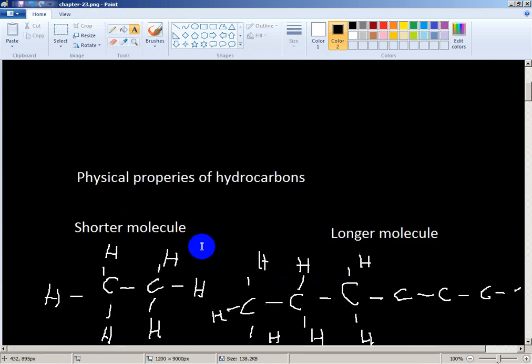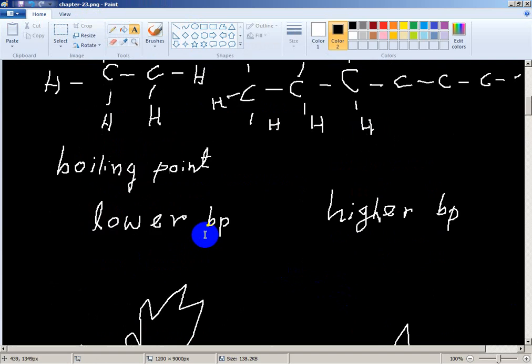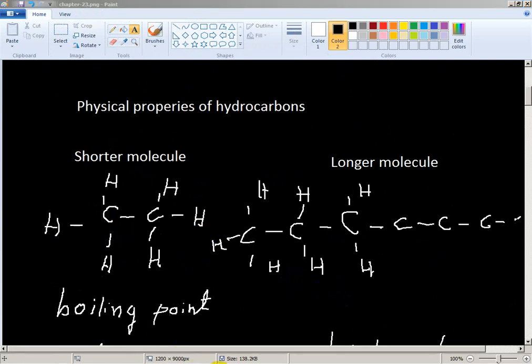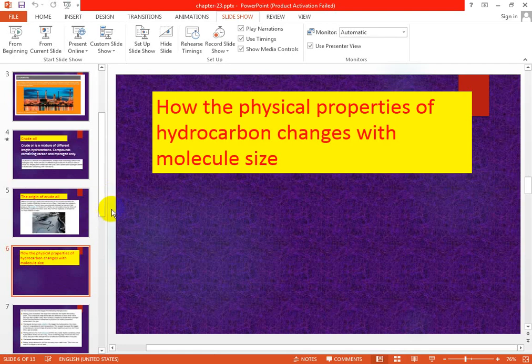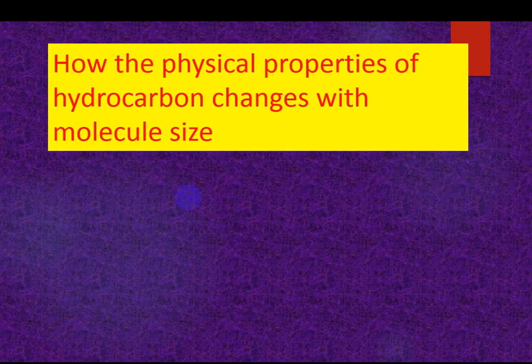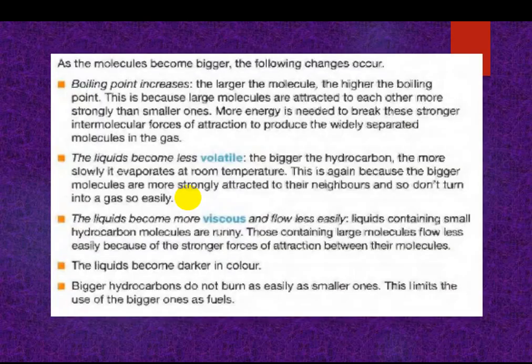Okay, we have understood the physical properties of hydrocarbons. Here we have seen how the physical properties of hydrocarbons change with molecule size. Boiling point increases: the larger the molecule, the higher the boiling point.